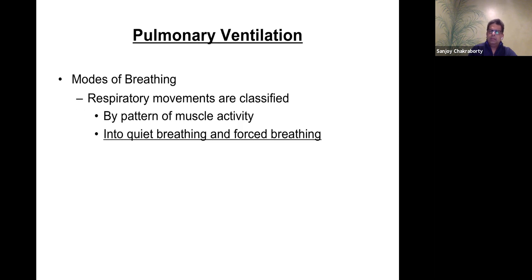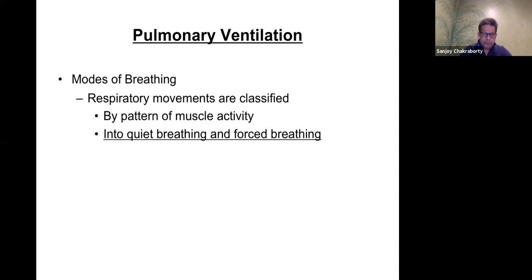So let me mention the mechanism right now, just a simple mechanism, to understand what inhalation is and what exhalation is. Inhalation means the movement of air, in this case, from outside to your lung. Exhalation means movement of air from your lung to outside.